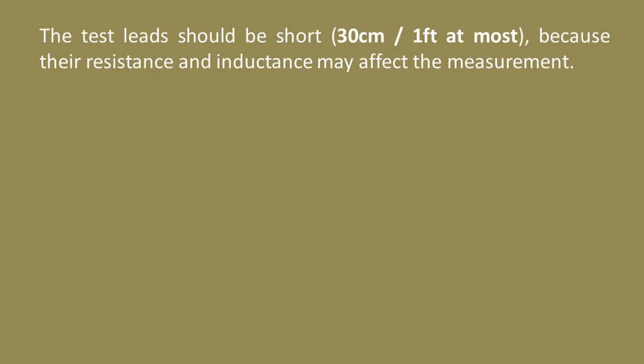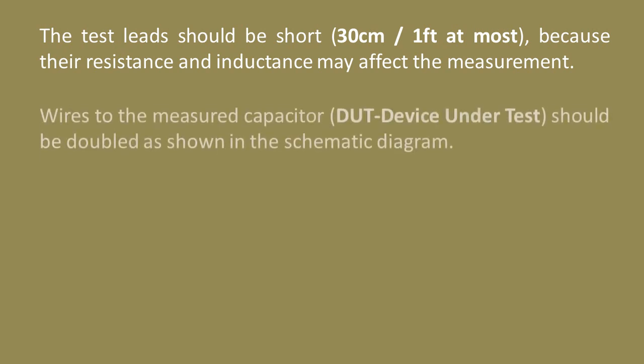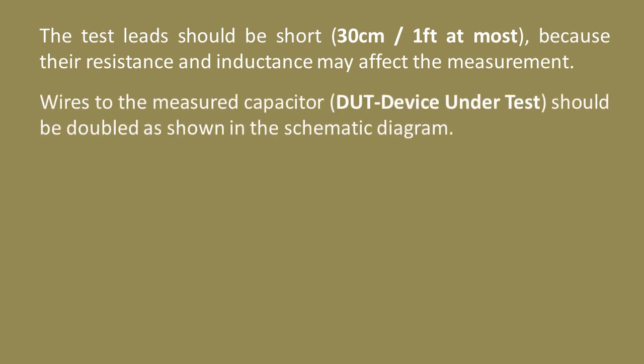The test leads should be short, that is 30 cm or 1 foot at most to be used, because their resistance and inductance may affect the measurement. Wires to the measured capacitor, that is the device under test, should be doubled as shown in the schematic diagram.